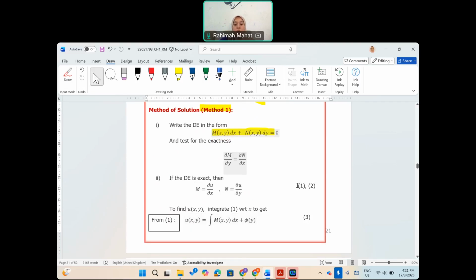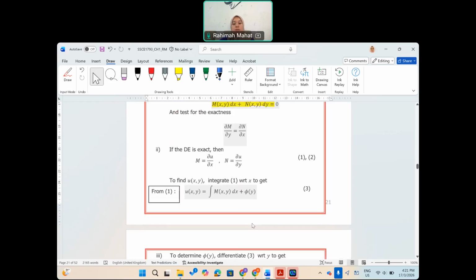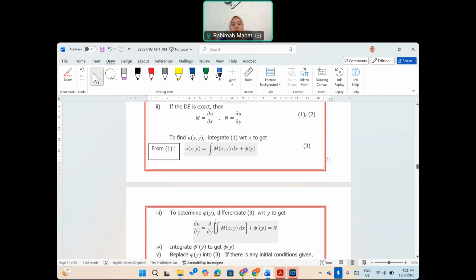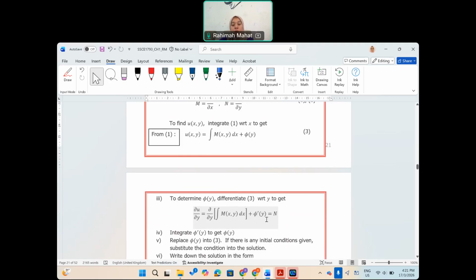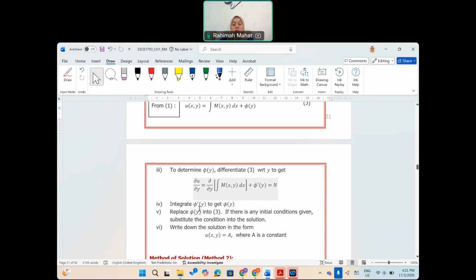To find u from 1, we integrate 1 with respect to x. So u(x,y) is equal to the integral of M(x,y) dx plus phi(y). That is equation 3. And to determine phi, we differentiate 3 with respect to y, and then after that you can get phi prime(y). You can compare the value there, and you integrate phi prime to get phi(y) and replace phi(y) into 3.